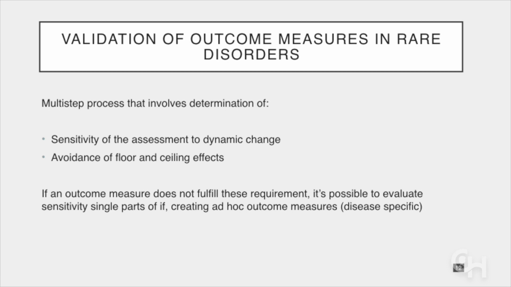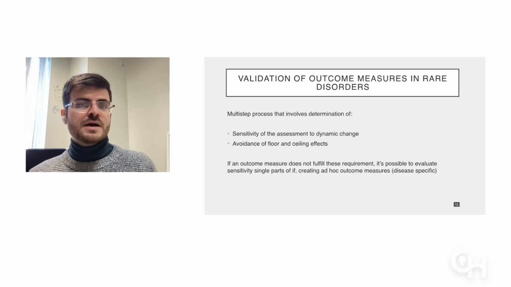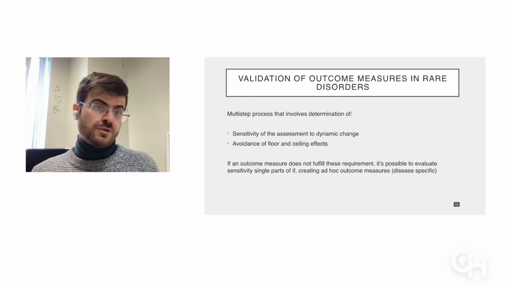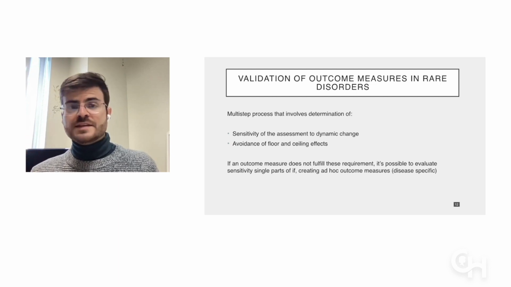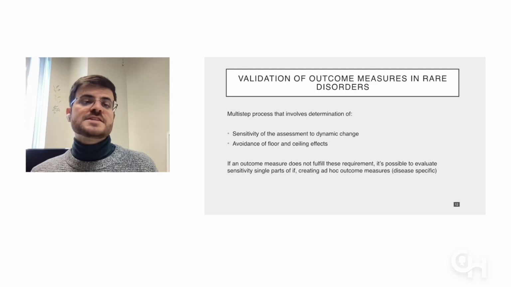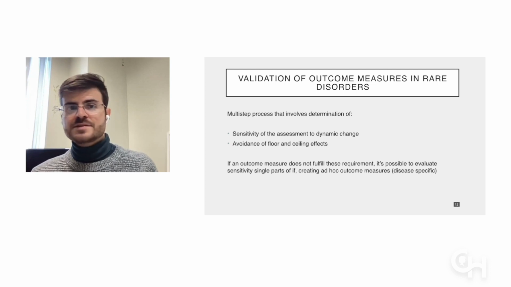On the next slide, I am very quickly presenting how we validate outcome measures. It's a very complicated approach, but basically we need multiple steps that allow us to determine the sensitivity of the assessment to dynamic change, avoiding the floor and ceiling effect that I've described before. If an outcome measure does not fulfill these requirements, it's still possible to modify it and make it disease specific by either taking out some pieces or only including some other items.